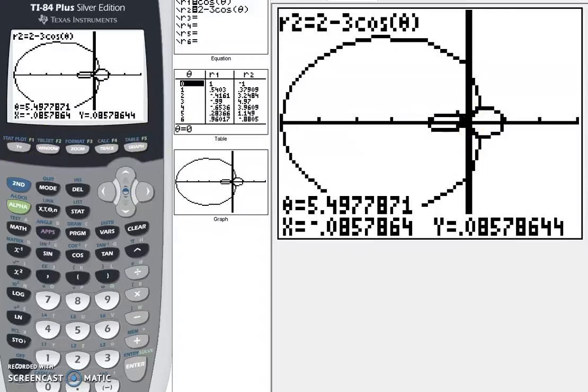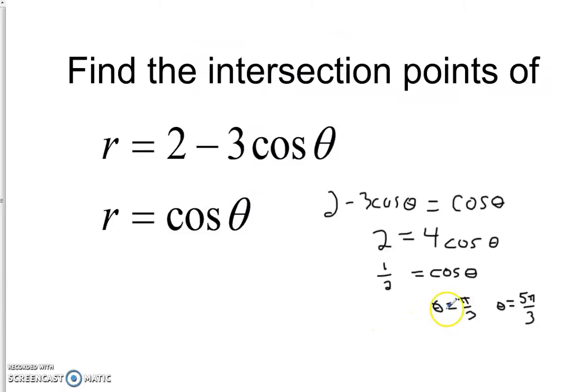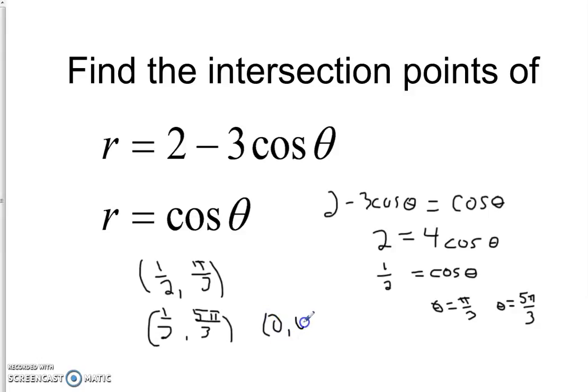All right, so we go back to this. So theta equals pi/3, and that happens, so I've got the points 1/2, pi/3; one-half, 5pi/3; and the point 0, 0. Okay. All right, let's see what's next.